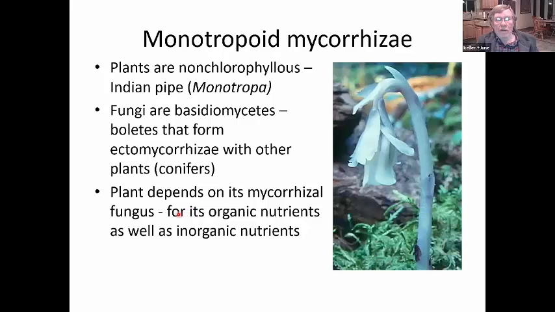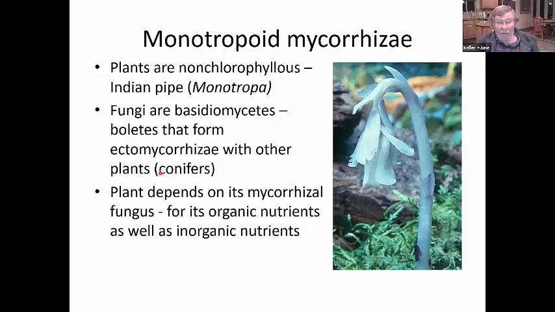And then the last one I'm going to mention is the monotropoid mycorrhizae. And here the plants are non-chlorophyllous, something like Indian pipe, which is indicated here. People have sometimes called these saprotrophic plants, but really they're mycorrhizal plants. The fungi are basidiomycota, boletes. Everybody know what a bolete is? Boletes are the mushrooms that have pores instead of gills. And they form ectomycorrhizae with other plants like conifers.